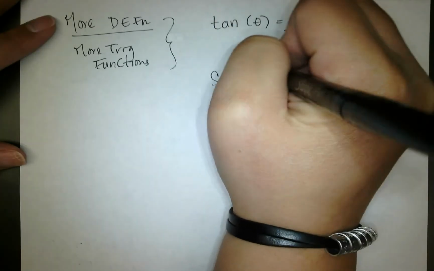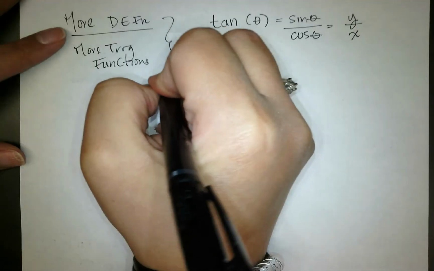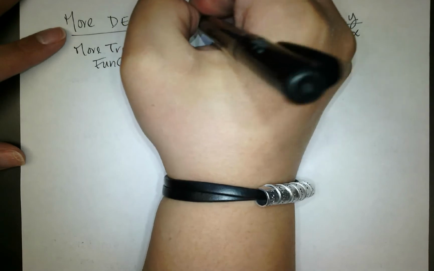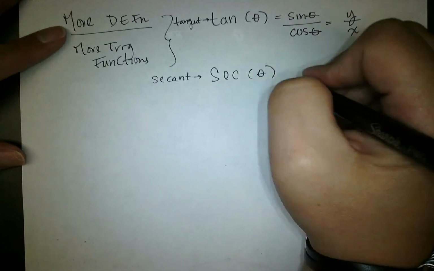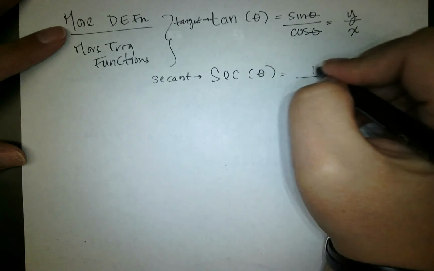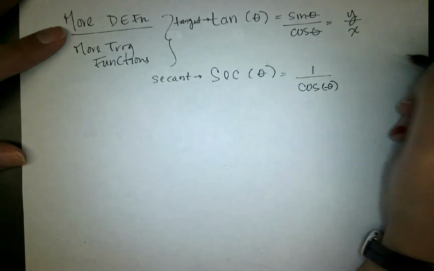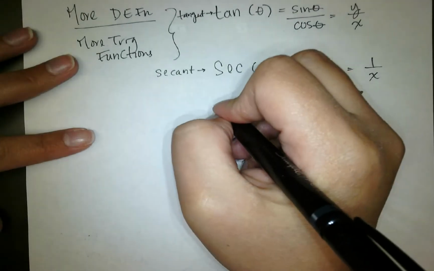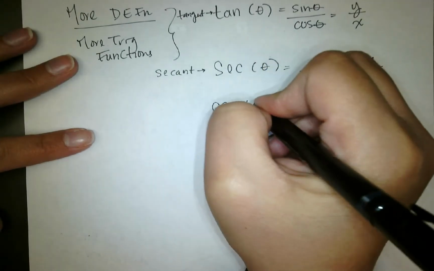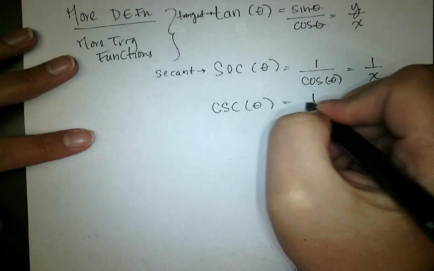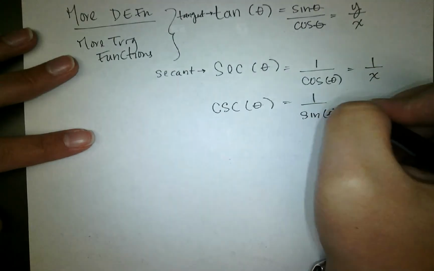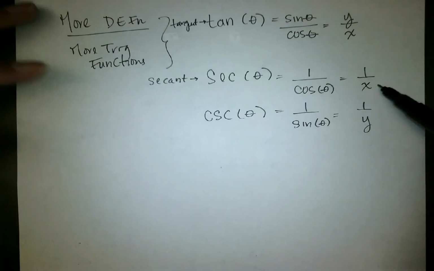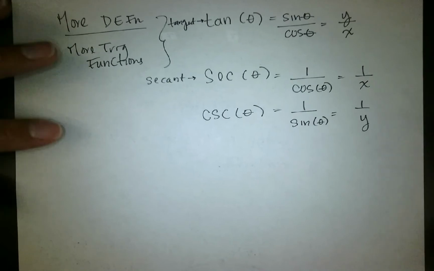Secant of theta. Okay. So I'm going to write this out. Secant is 1 over cosine of theta. So that's the 1 over the x value. Cosecant of theta is 1 over the sine of theta. So that's 1 over the y value. So that's just the flip of cosine, the flip of sine.